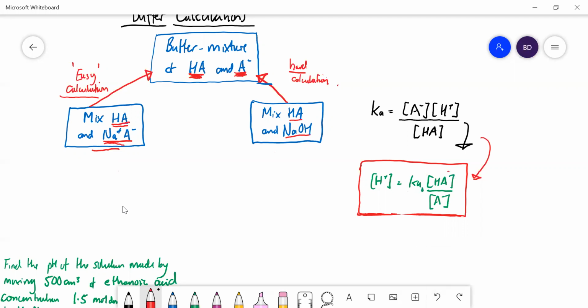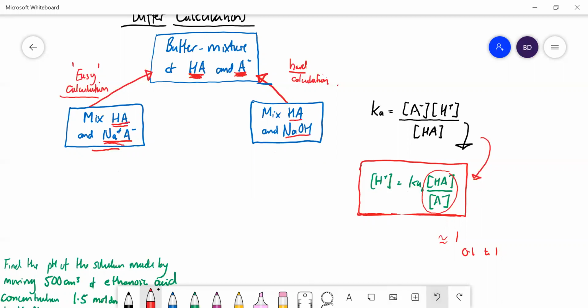And this ratio is always about 1. When I say about 1, it ranges from between 0.1 up to about 10. And the reason for that is you need large amounts of HA and A minus. So if there's a big imbalance between them, if the ratio was 1,000, you obviously wouldn't have enough A minus for it to be a buffer. So when you're doing the calculation, bear in mind that ratio is always going to be about 1.